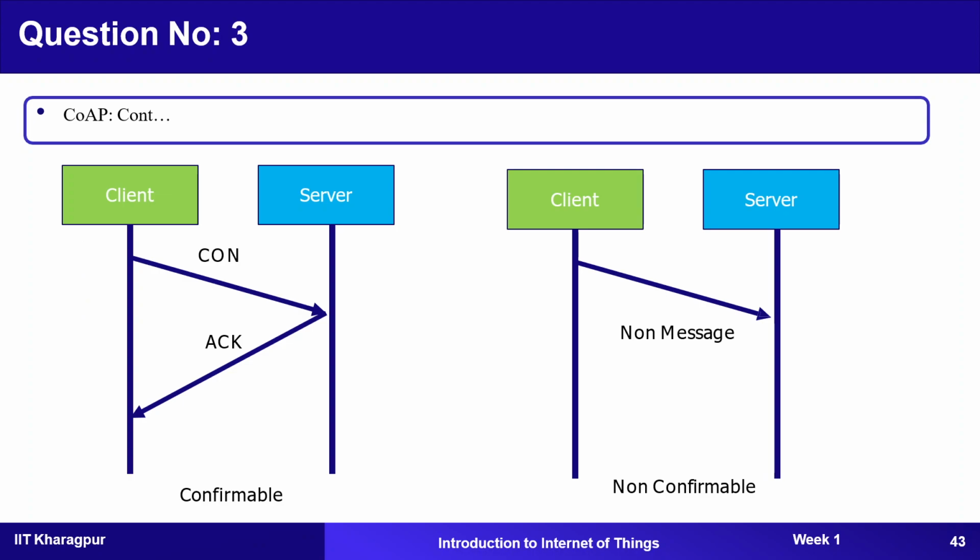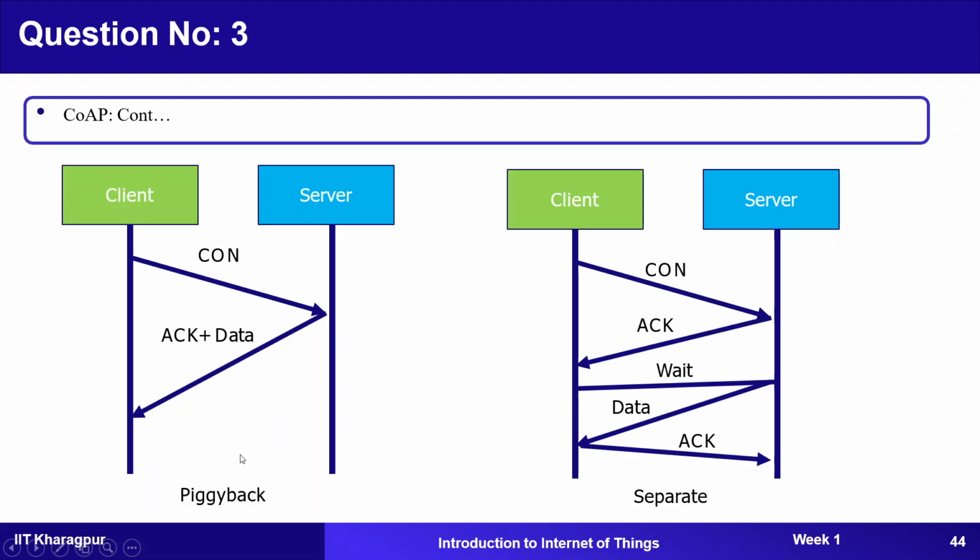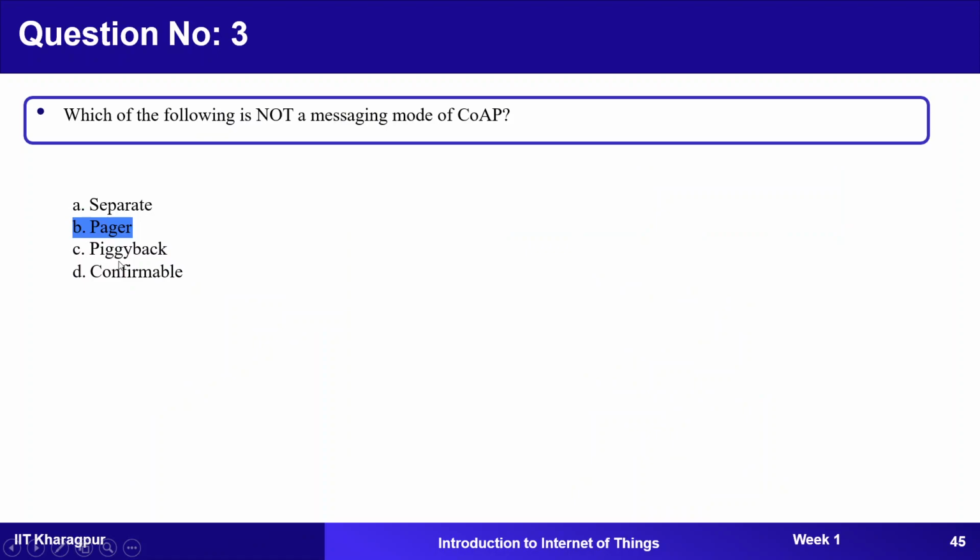So I have already explained this, that in case of your confirmable, you will get some confirmation or acknowledgement for your message. In case of your non-confirmable, you are not going to get any confirmation. Then in case of your piggybacking, along with your confirmation or acknowledgement, you are getting data. And in case of your separate, the data is sent separately to the client. So this pager is not a messaging mode in your CoAP.